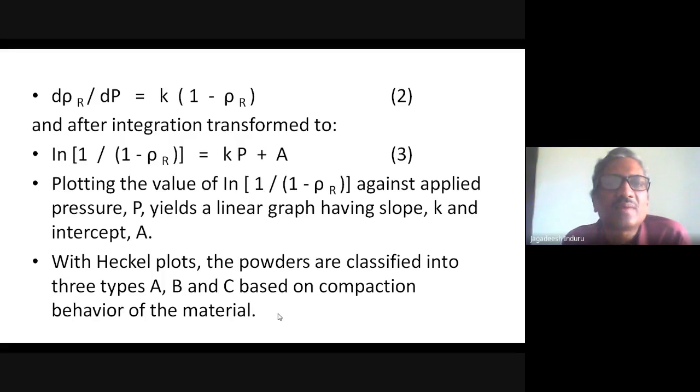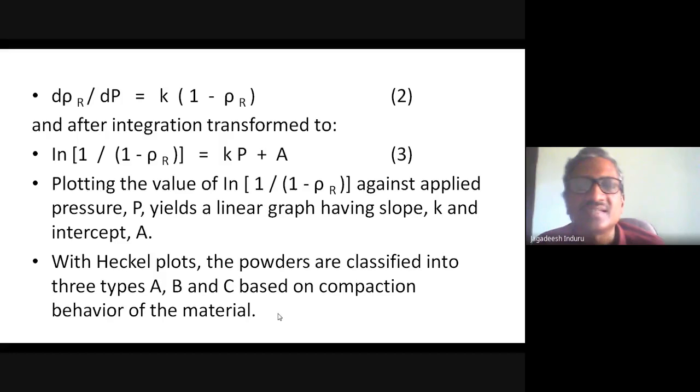So E is equal to 1 minus rho r. So you are going to get the second equation, that is the change in the relative density divided by the change in the pressure, equivalent to K into 1 minus rho r. After integration of this equation 2, you are going to get a third equation, that is the Heckel third equation. Here you are going to get integration between the extreme ends. Then you are going to get natural log of 1 by 1 minus rho r is equivalent to Kp plus A. This is the Heckel equation 3.